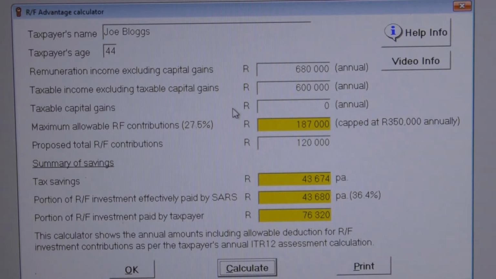Of the 120,000 Rand a year investment premium, SARS will effectively be paying 43,680 Rand and the client will be paying 76,320 Rand. This means the client will be reaping all the financial benefits of a 120,000 Rand a year RA, but will only be paying 76,320 for it.